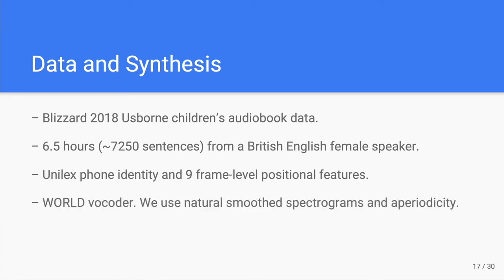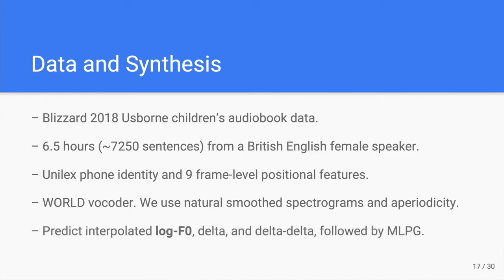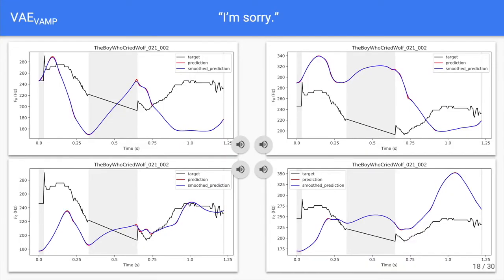While this might not be as high quality as what we now expect in TTS, we're using natural smooth spectrograms and natural aperiodicity, so hopefully the quality is still decent. We're predicting interpolated log F0 as well as delta and delta-delta features, which are then smoothed using MLPG. In our listening tests, we used 12 different sentences, all with one phrase. We found quite interesting results for the sentence, "I'm sorry," and we'll discuss more about that later. First, I will play you 4 different renditions of this sentence from our proposed system.